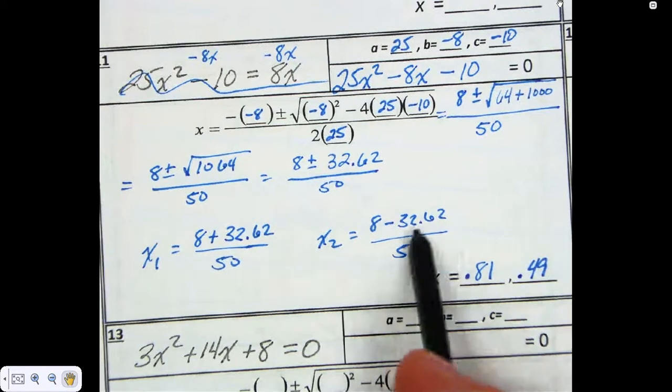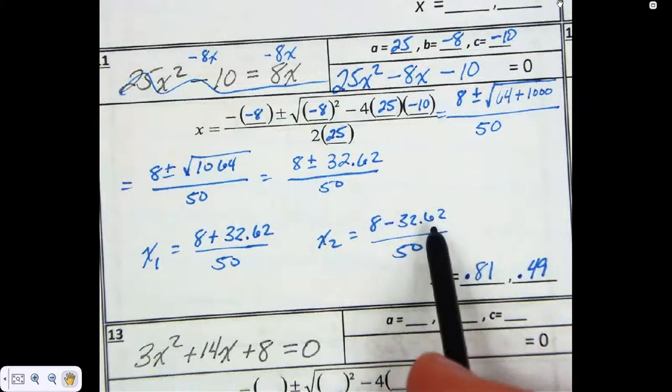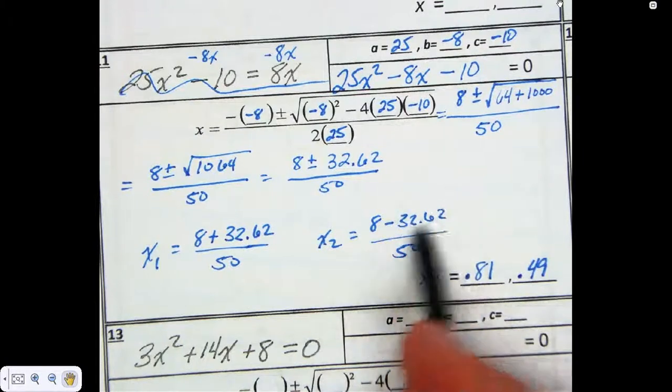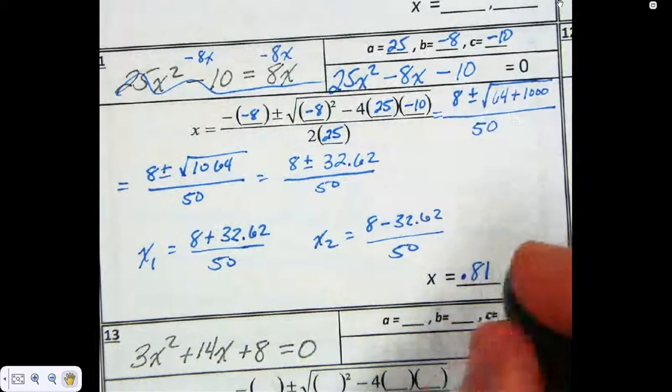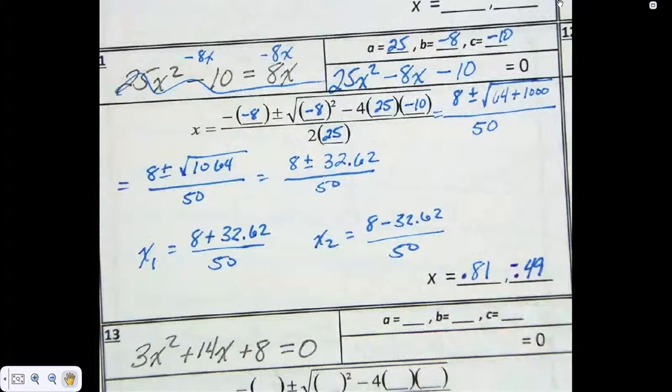Now, if you put the non-rounded one in here, that could have happened. Wouldn't it be negative? Yeah, it's negative. 0.49 should be negative. Very good.